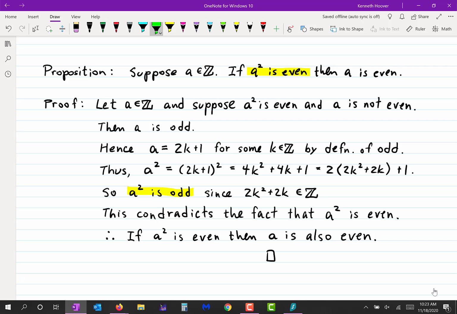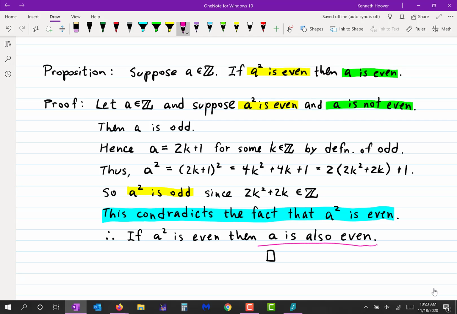So we had if A, then B. So we suppose A and not B. And then we derive some sort of a contradiction. And that allows us to conclude that A implies B. Okay? That's how that works. Let's do another one.